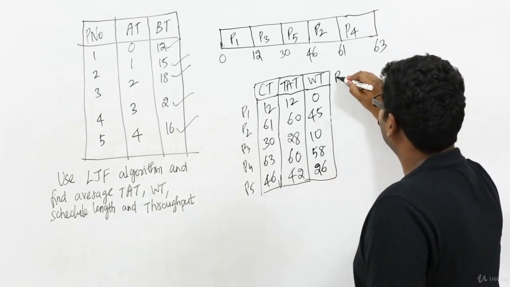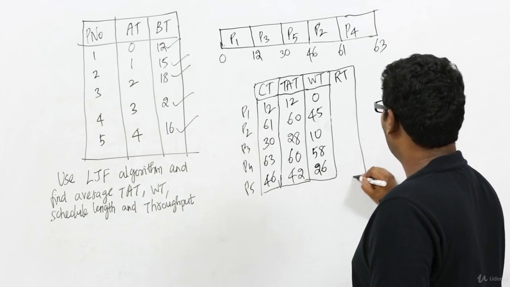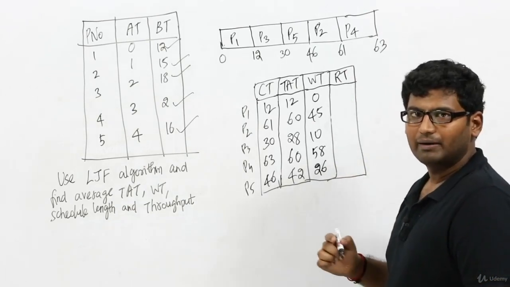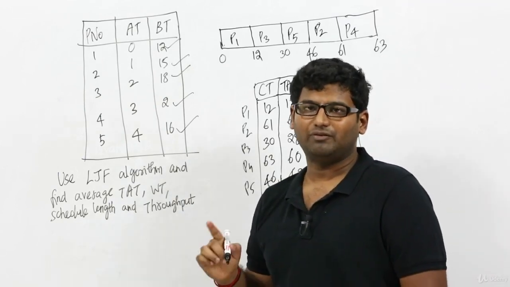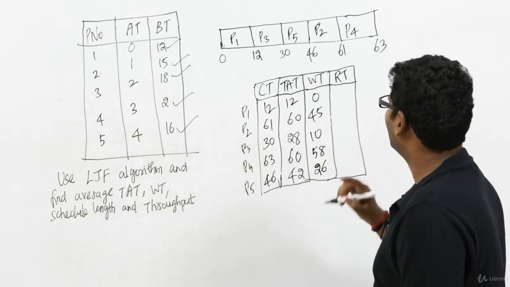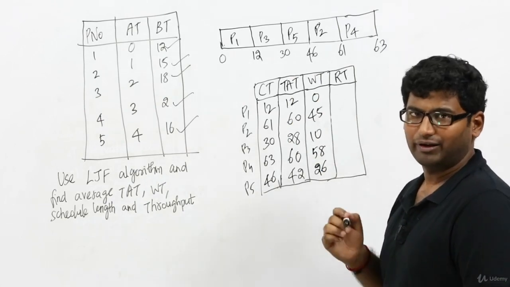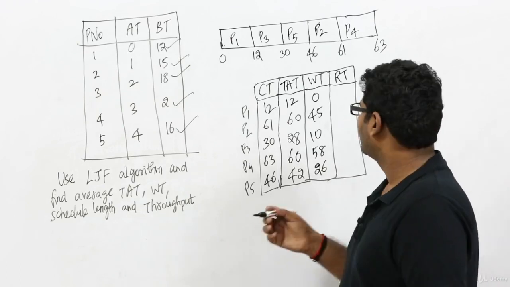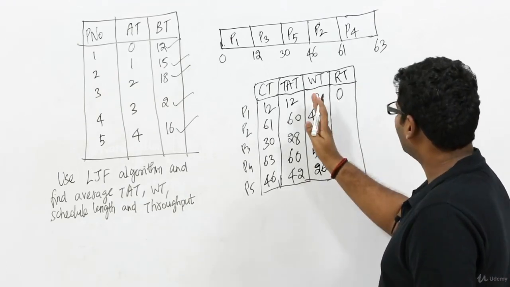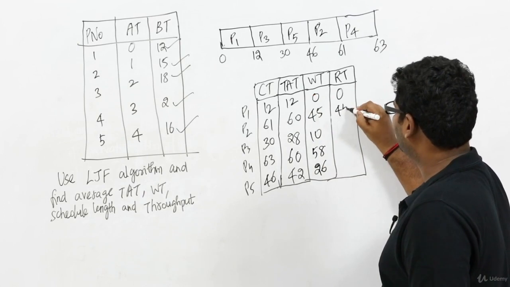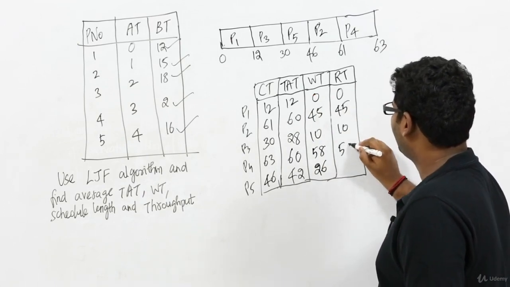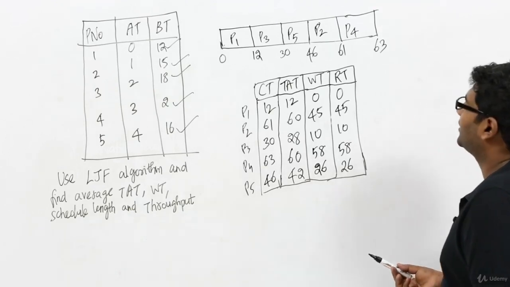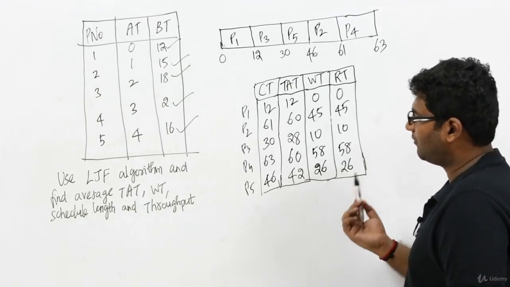Then let's compute the response time. As you all know, response time is the initial time waited by a process before getting the CPU for the first time. That is what we mean by response time. In the case of a non-preemptive scheduling algorithm, response time is nothing but waiting time, so we can copy it as it is: 0, 45, 10, 58 and then 26. Completion time, turnaround time, waiting time and response time we have computed.